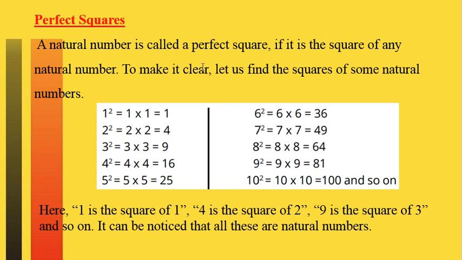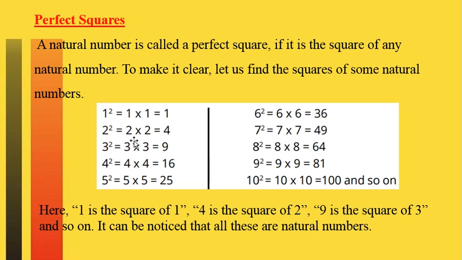Okay, what are the perfect squares? A natural number is called a perfect square if it is a square of any natural number. To make it clear, let us find the squares of some natural numbers. For example, 1 square will be equal to 1 into 1. Square means the number is multiplying with itself. So 1 into 1 is equal to 1. It means we can say that 1 is a perfect square.